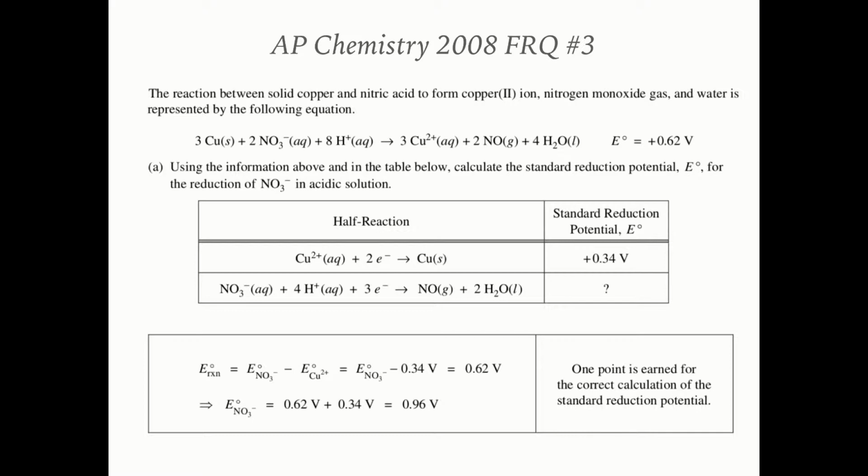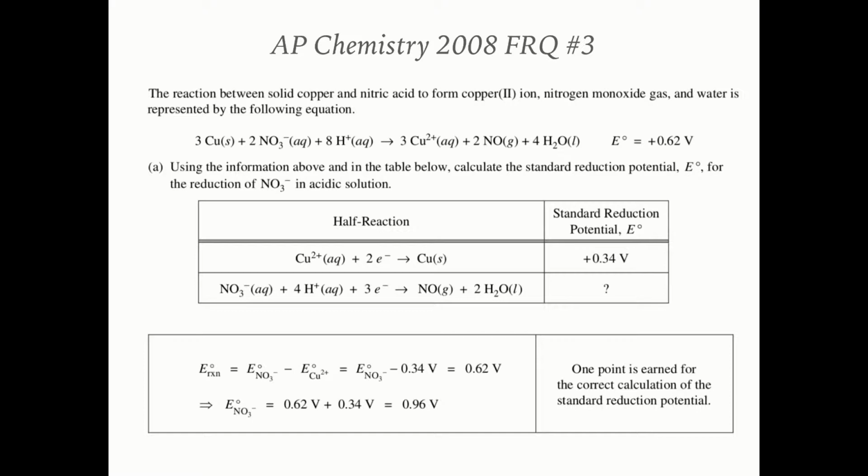So those two reactions added together will give me that overall reaction up above, which has a cell potential of positive 0.62 volts. Now the one thing for you to keep in mind, while I am multiplying the copper by 3 and the nitrate by 2, you don't multiply your cell potentials by that value. You only multiply it by -1 if you flip it.